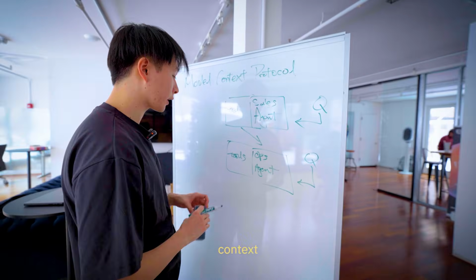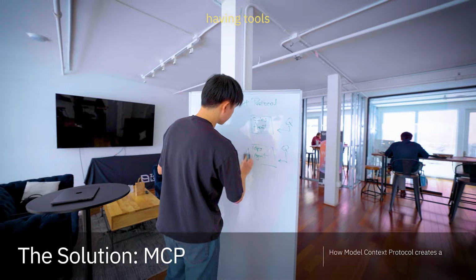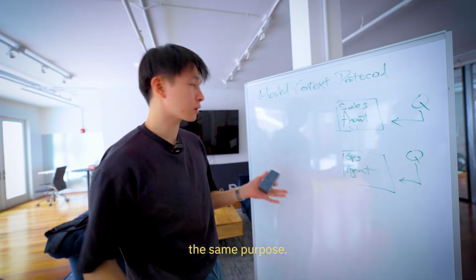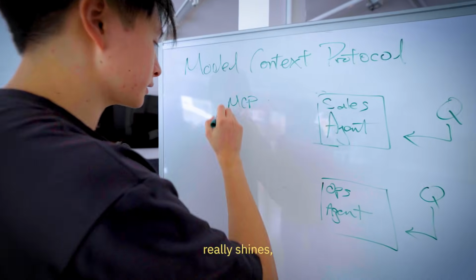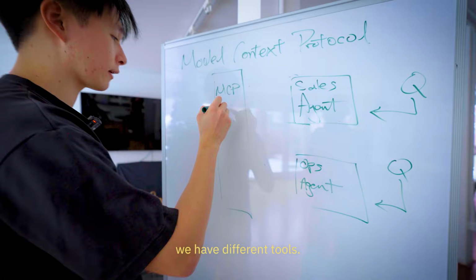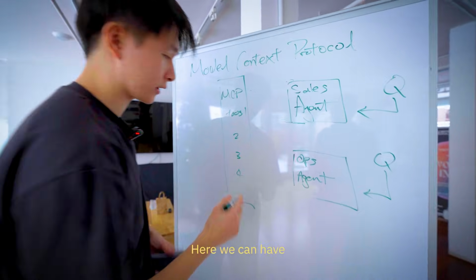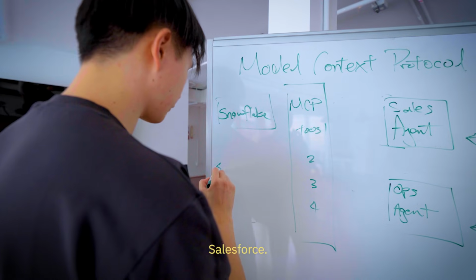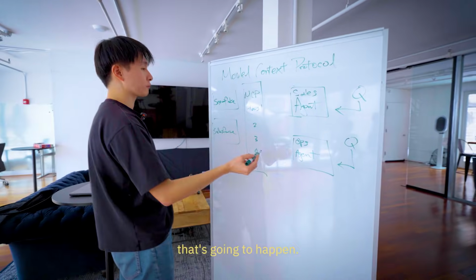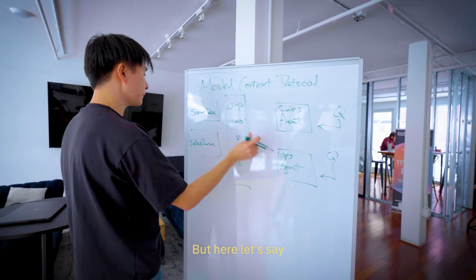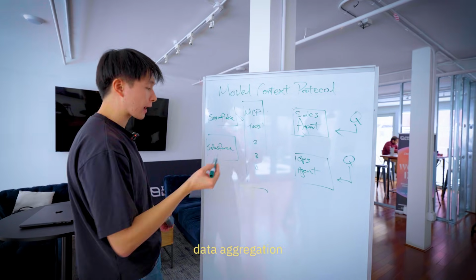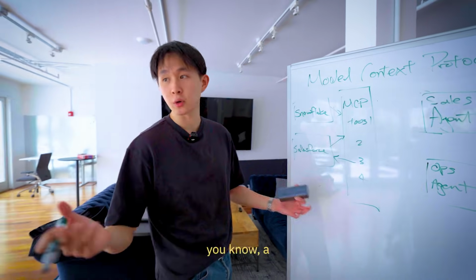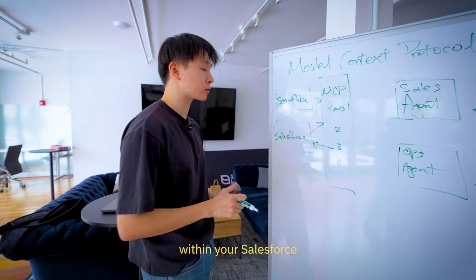So this is where Model Context Protocol steps in. Instead of having tools being created and forked off into other instances, with things splitting and branching off but serving the same purpose, this is where MCP really shines, because we can create a single layer in which we have different tools. 1, 2, 3, 4. Here we can have multiple tools that exist. Let's just introduce some example data: Snowflake, Salesforce. There are so many different permutations that would happen if we didn't have this MCP layer. But here, let's say we have a Snowflake tool that fetches data aggregation. This one fetches the latest data KPIs. This tool number 3 writes in a sales order as an entry within your Salesforce system, right?